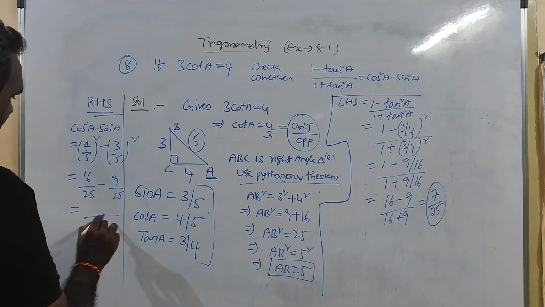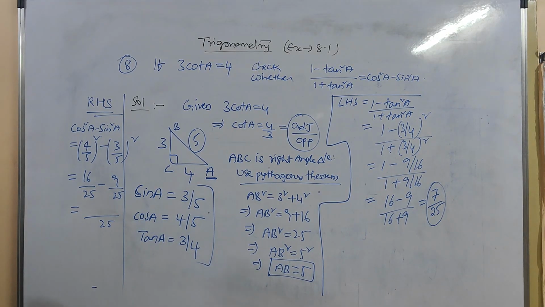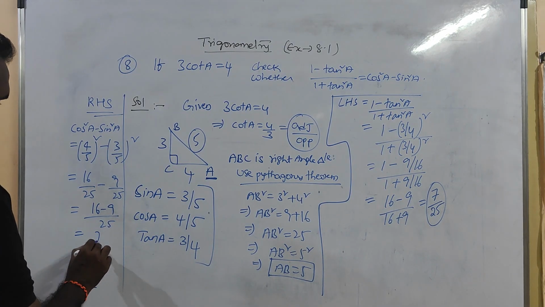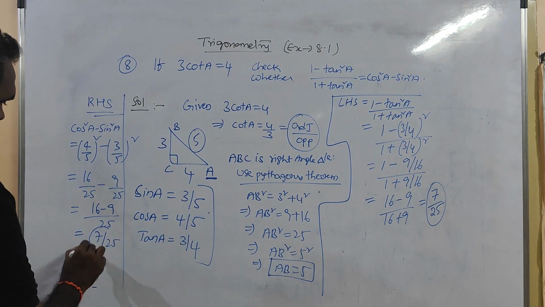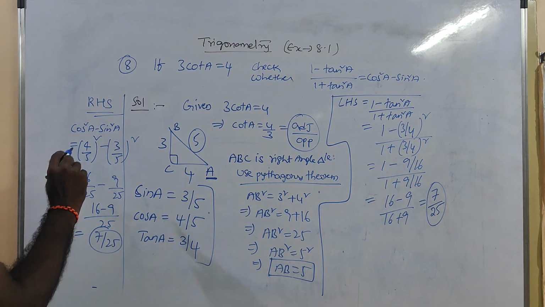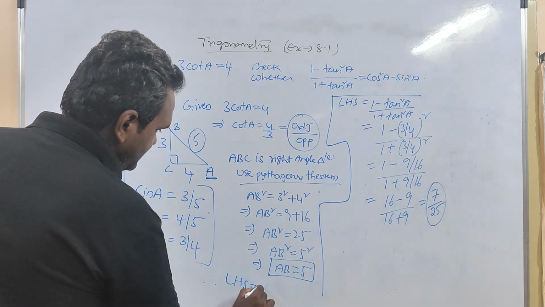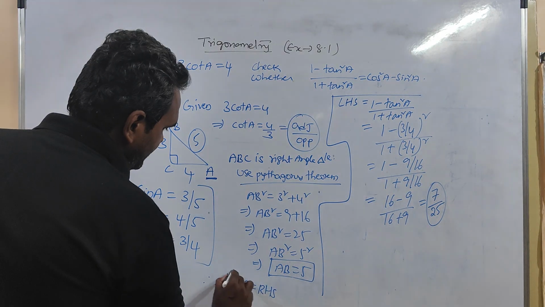If you are having same denominator, they are called like fractions. If you are getting like fractions, directly you can do. 25 is LCM. 16 minus 9. What you will get? That is 7 by 25. Clear? Therefore, LHS is equal to RHS. That you have to write.